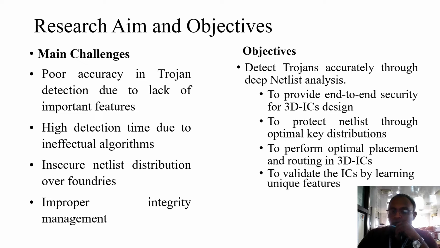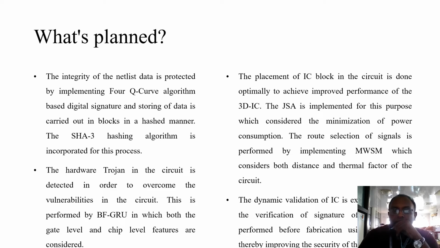If you look at the objective part, detecting trojans accurately through deep analysis is one of the biggest objectives. The subobjectives are that you have to provide end-to-end security for 3D IC design, protect the netlist through optimal key distribution, perform optimal placement and routing in 3D ICs, and then validate the ICs by learning unique features. What is mostly planned here is that we will protect the integrity of the netlist by implementing a 4Q curve algorithm, which is based on digital signatures and storing of the data.